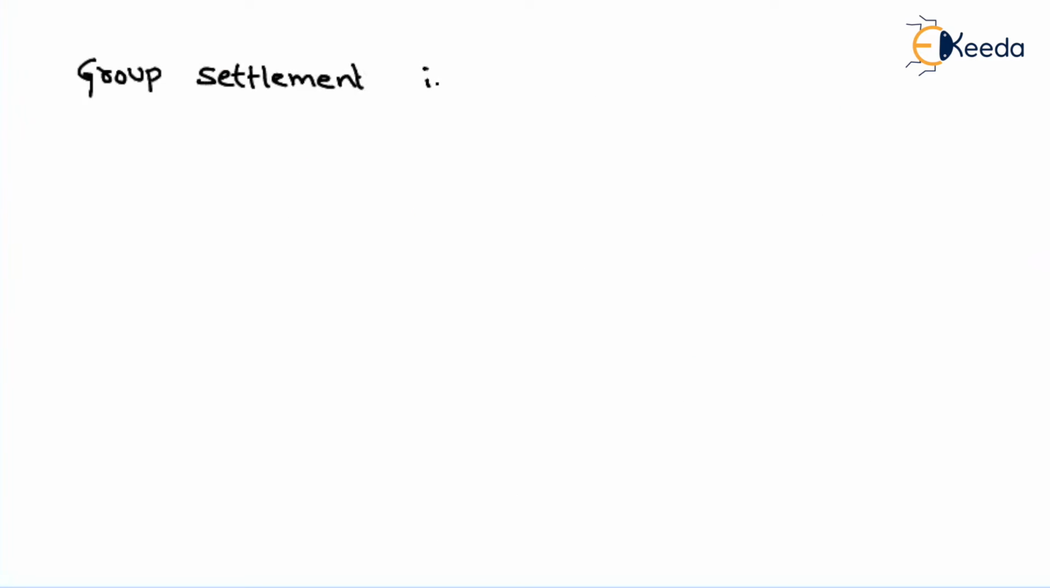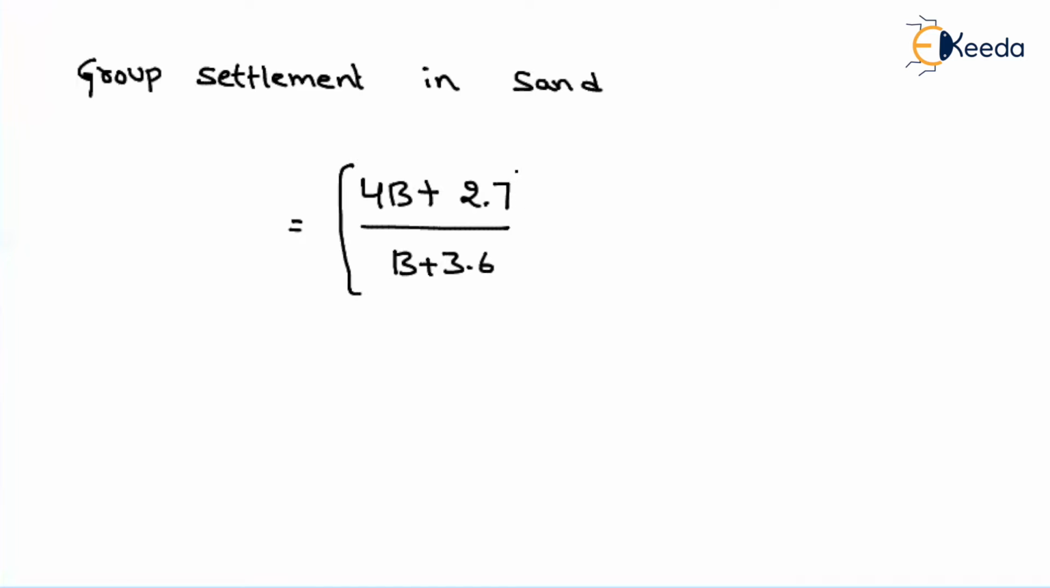Group settlement in sands. So here we have to memorize a formula: settlement will be equal to (4b + 2.7) divided by (b + 3.6) whole squared. Here b is nothing but the size of the pile group, and remember, this value you have to substitute in meters.